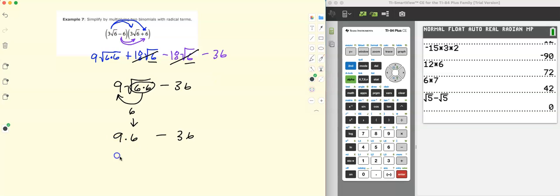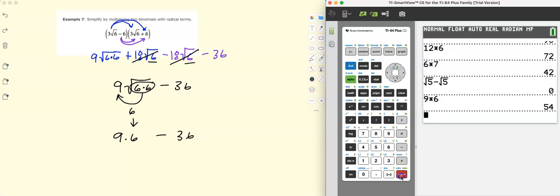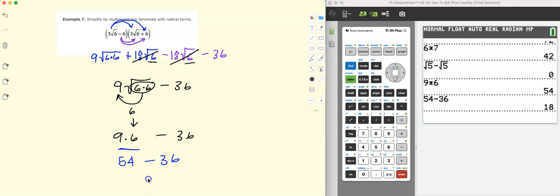Sometimes this pen acts up. If you don't know what 9 times 6 is, you can come over to your calculator and put 9 times 6, hit enter, it's 54. So instead of writing 9 times 6, I'm just going to write 54. So that's 54 minus 36. Now you see I can simplify that. If I didn't know, I'd just put 54 minus 36 in my calculator, and I should get 18. I see that this all simplifies down to 18.